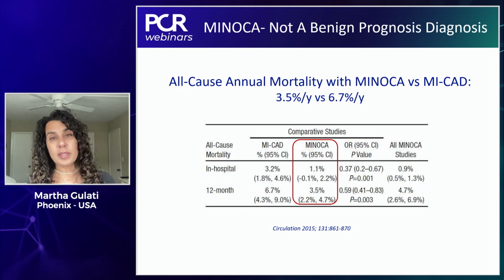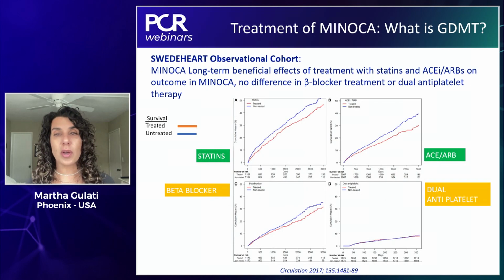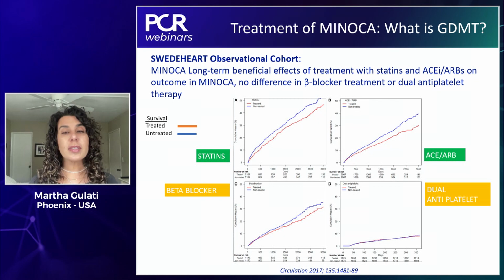Now, one of the reasons that their all-cause mortality is high, I think, is because we really don't know how to treat them. And like I'm hopefully pointing out to you, we're using it as a bucket list, to be honest. It's not one diagnosis. And when we look at data like this, it's a really elegant study from the SWEDEHEART study. It's an observational cohort, though, and they looked at all patients with a diagnosis of MINOCA.